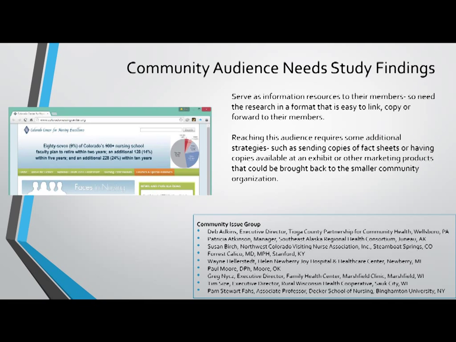And I put a web link of the Colorado Center for Nursing Excellence up here, because what's nice about it is they display kind of a rotating workforce research banner on there. And so when individuals in the community are looking for information, they go to their website and they can see key data points that are important to their communities.